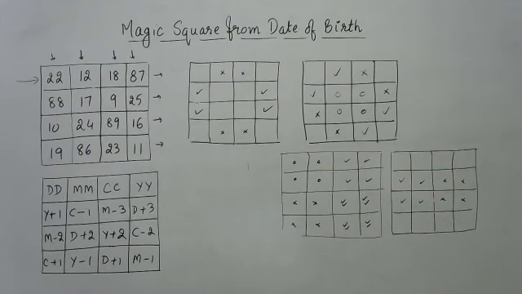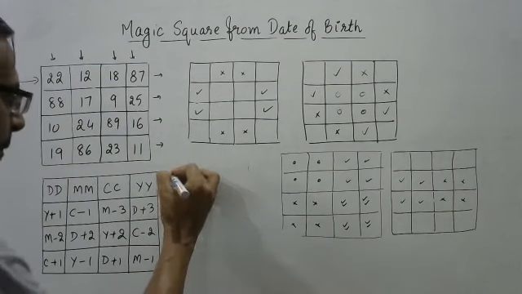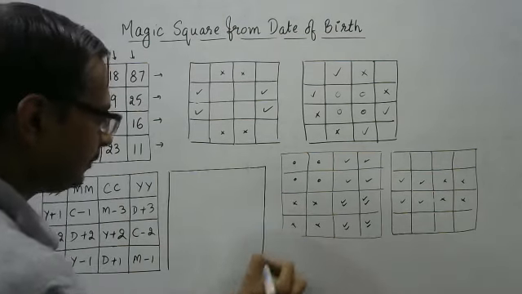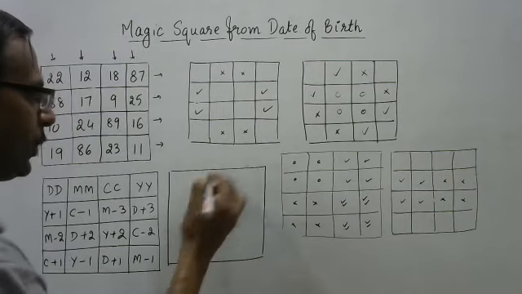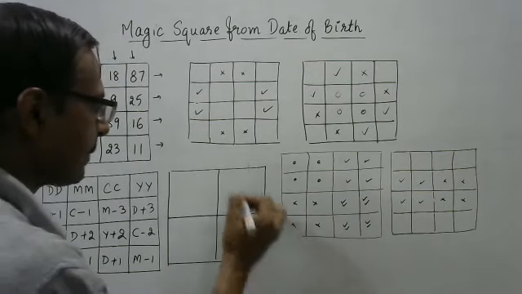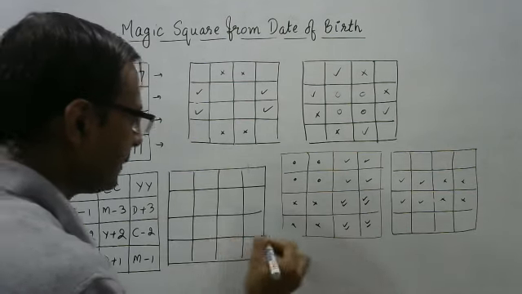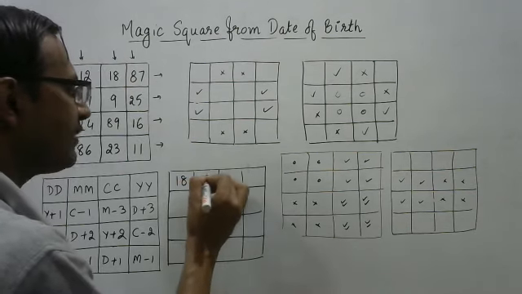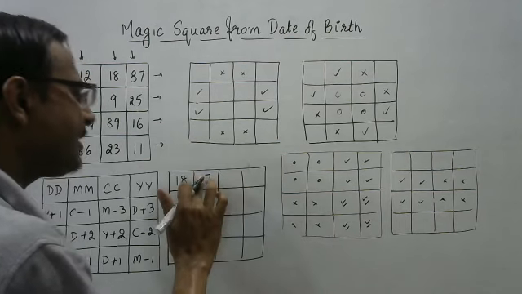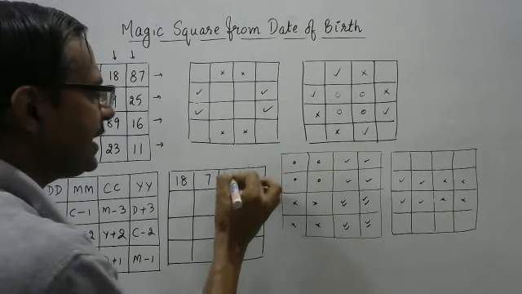This is the amazing rule through which you can all make a magic square from your own date of birth. I tried making one and I succeeded. For example, I went with my date of birth, which is 18 July 1973. So 18 July is 07, or you can write 7, no issues. 1973.